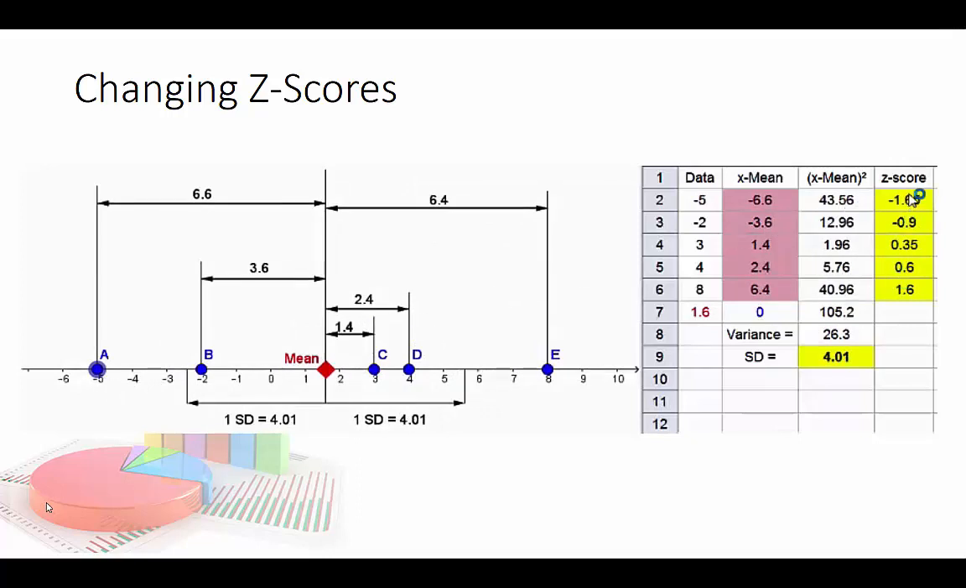So just looking at these z-scores, you can tell I have 2 points that are below the mean, and 3 points that are above the mean because they have positive z-scores. Which one's the furthest away from the mean? Based on the z-score, it looks like point A is the furthest away from the mean, and then point E, which makes sense based on the picture.